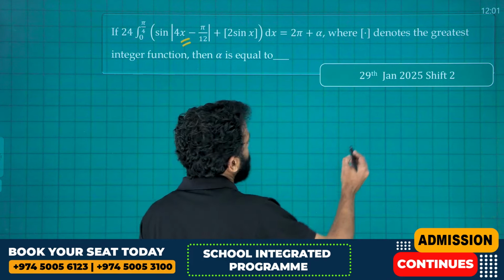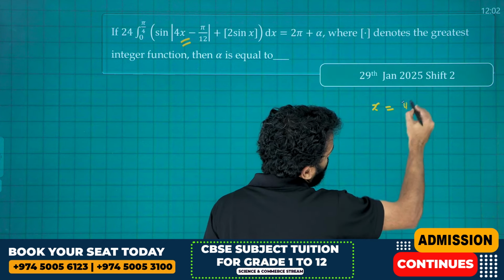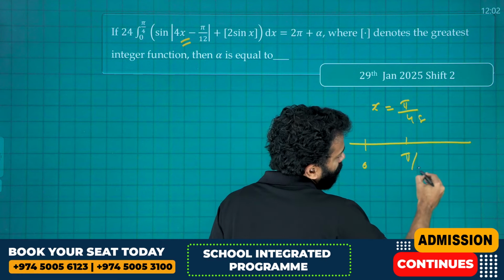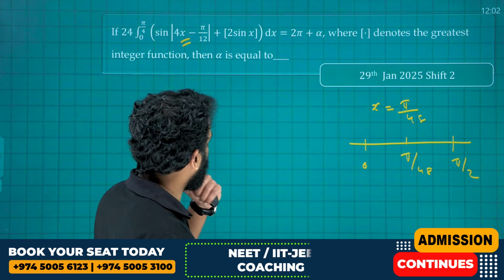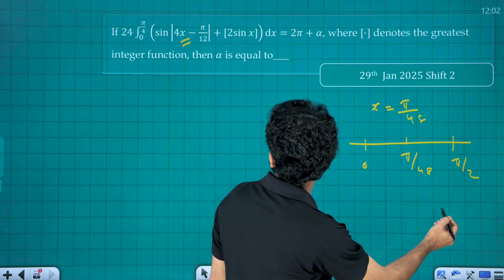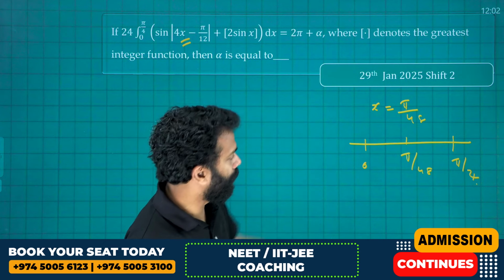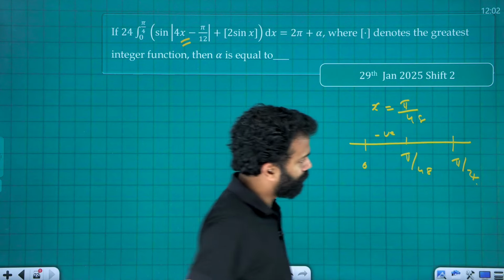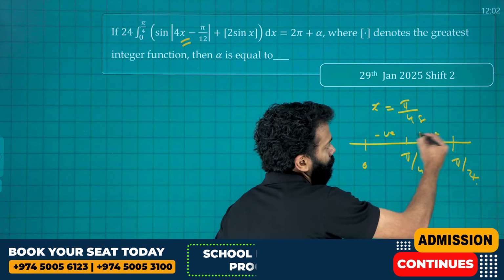Okay, therefore mod 4x minus pi by 12, if we equate that to 0, you will get x equal to pi by 48. So partition it accordingly, that is 0, pi by 48 and pi by 4. Between 0 and pi by 48, it will be negative. And between pi by 48 and pi by 4, if you substitute 30 over here, you will get 120 minus, that is positive. Okay, it will be positive.